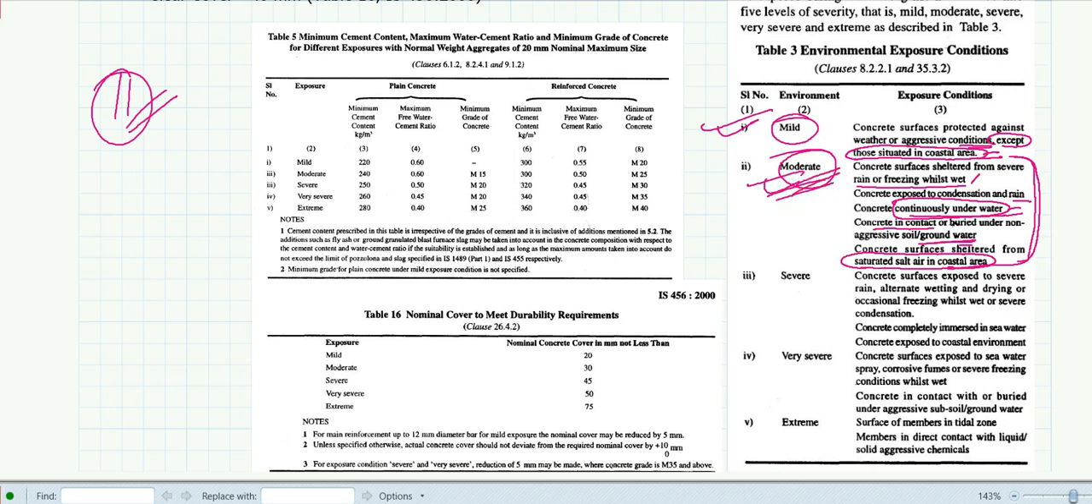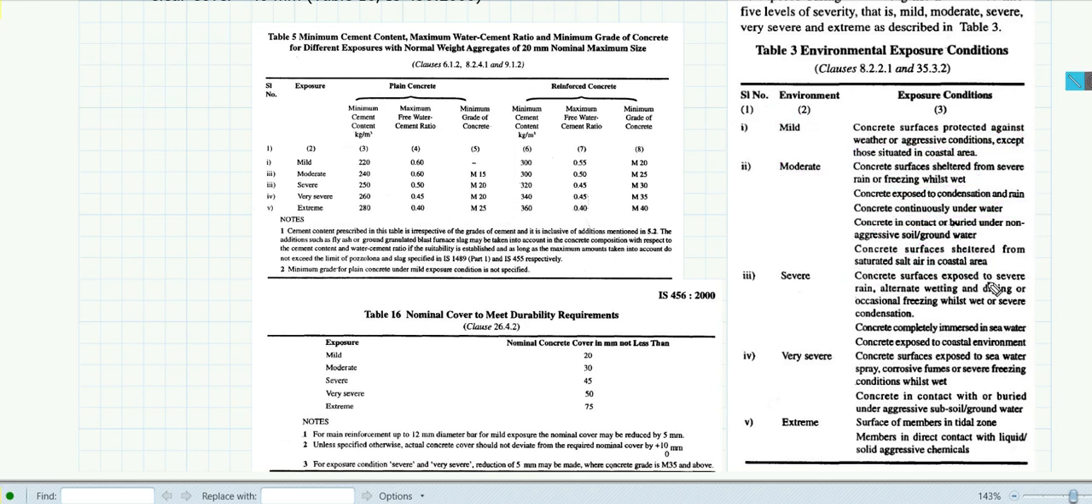Then severe. In case of severe, you can see concrete surface exposed to severe rain, alternate wetting and drying, or occasional freezing whilst wet, and severe condensation. Suppose there is a freezing condition and heavy rainfall, and concrete completely immersed in seawater, and concrete exposed to coastal environment. Suppose there is spraying of water from the coastal areas. In that case, you can consider it to be severe.